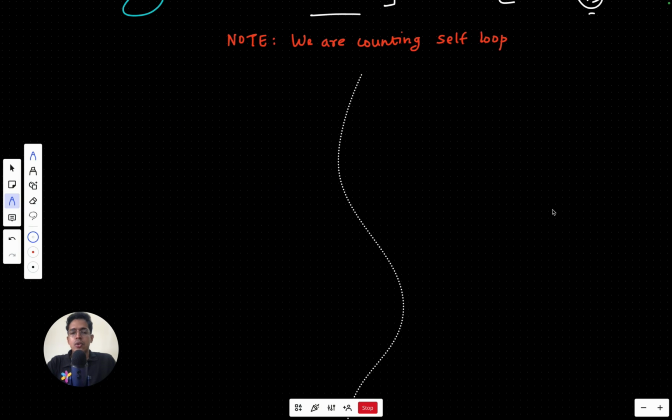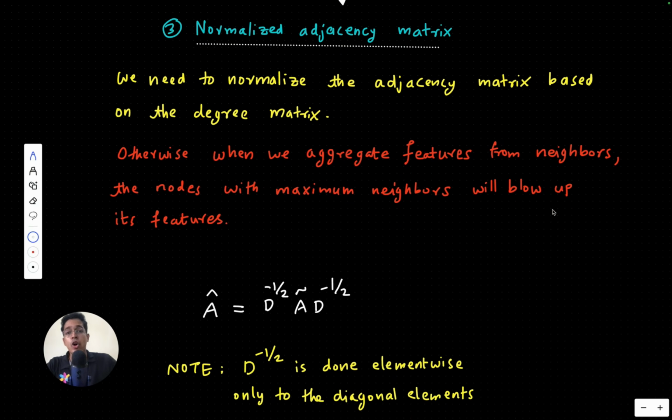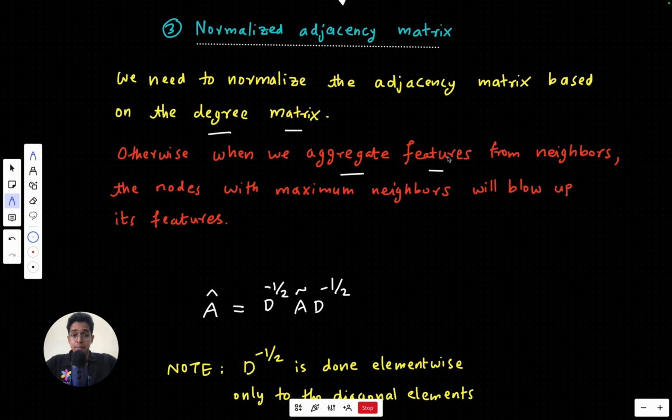Now let us go to the next step, which is the third step. And this will be, as I mentioned, normalizing the adjacency matrix. So we have to normalize the adjacency matrix based on the degree matrix, because the degree matrix tells us how many connections are going away from that node. Otherwise, as I mentioned, we will be aggregating the features from all the neighbors, and basically the nodes with the maximum number of neighbors will blow up their own features. Those features will increase when feature aggregation is done.